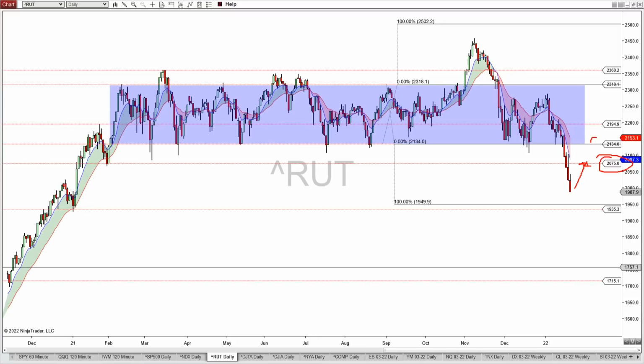Okay, and it has to get back up above this 2134, essentially getting back inside of this balance area and see if it would be able to work itself back up by getting back above the 2195 level here. So there's more downside on the Russell 2000 to watch, and that would be the 1950.